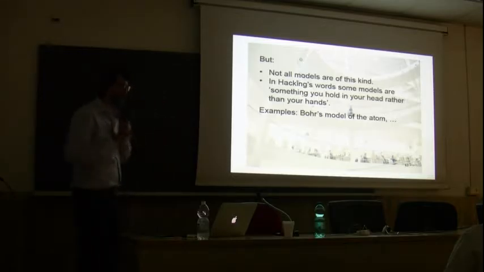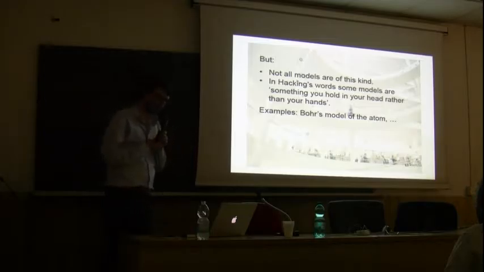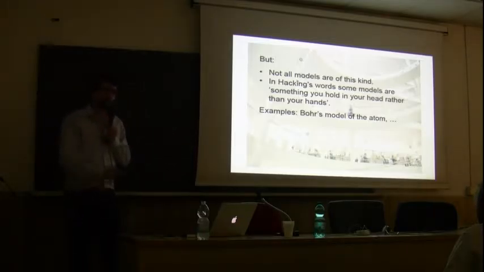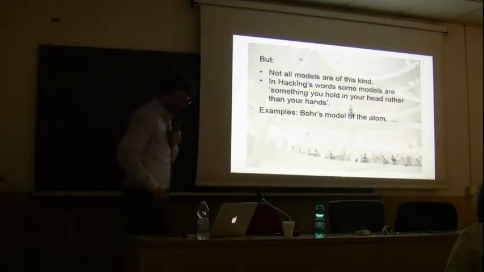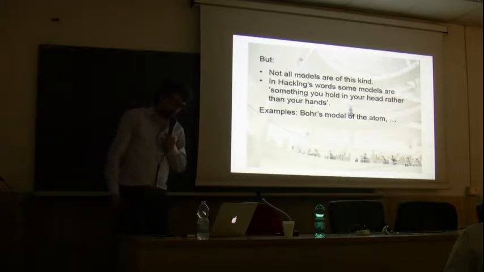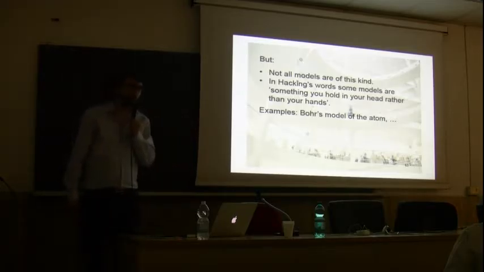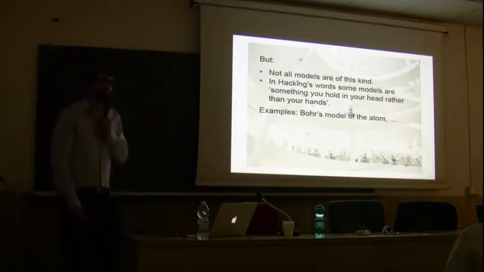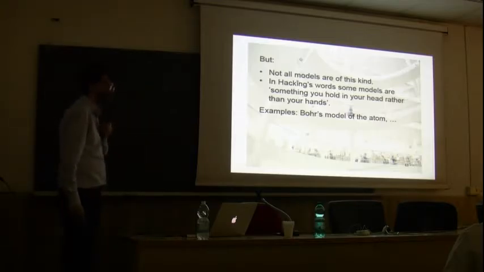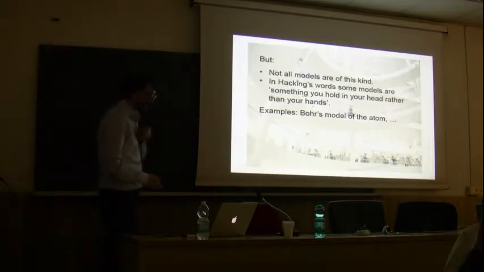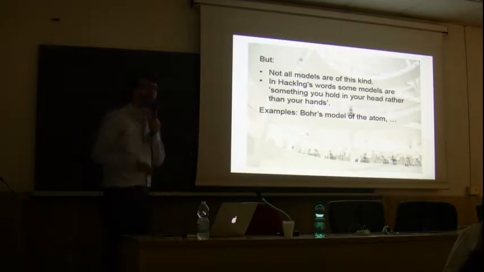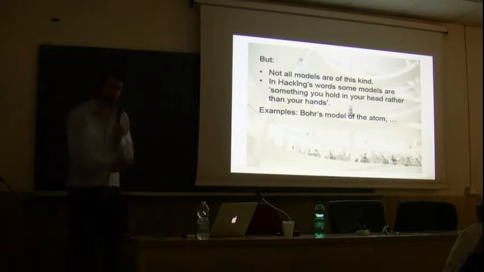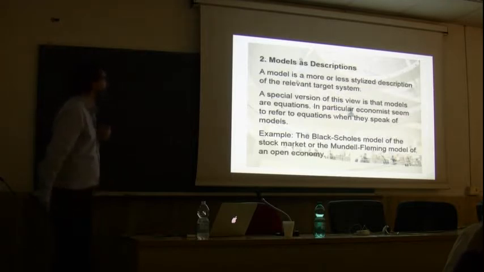We've already seen two models that aren't physical. I mean, Fibonacci didn't literally have rabbits in his garden. So many models, to use a wonderful phrase of Hacking's, are something you hold in your head rather than in your hands. Now the question is, what does that mean? So what sort of thing do we hold in our head? I mean, Bohr's model of the atom is a model of that kind. That's something you think about. That's not something you have on your desk.